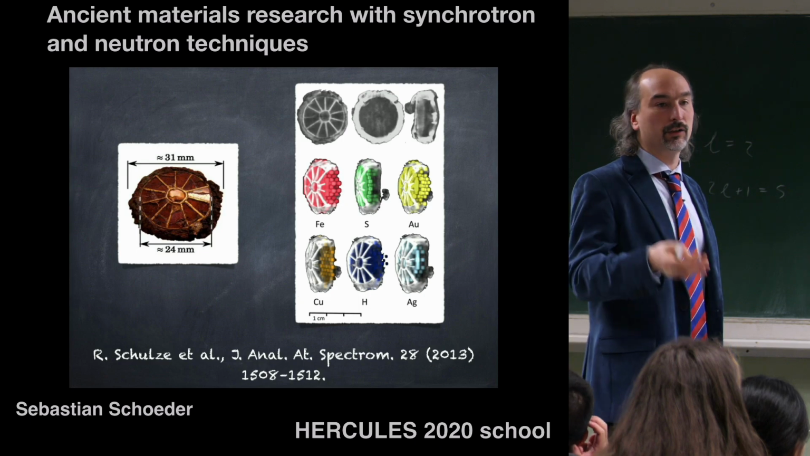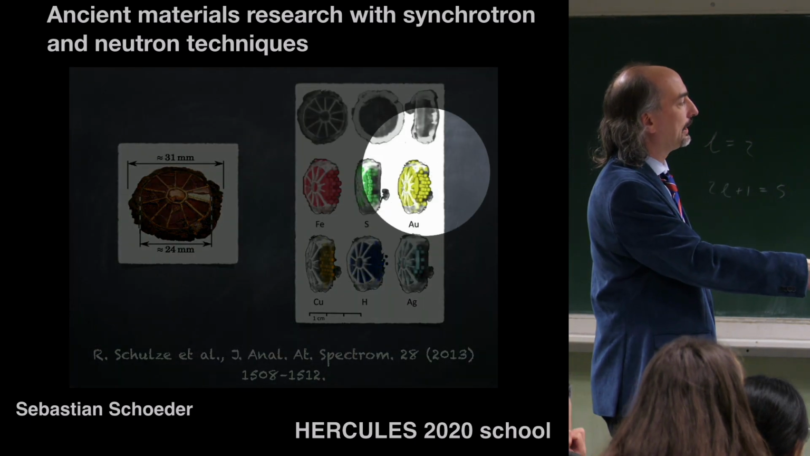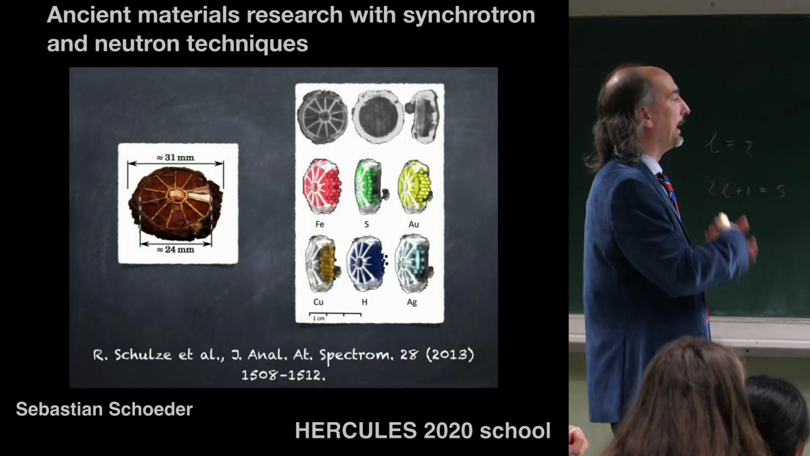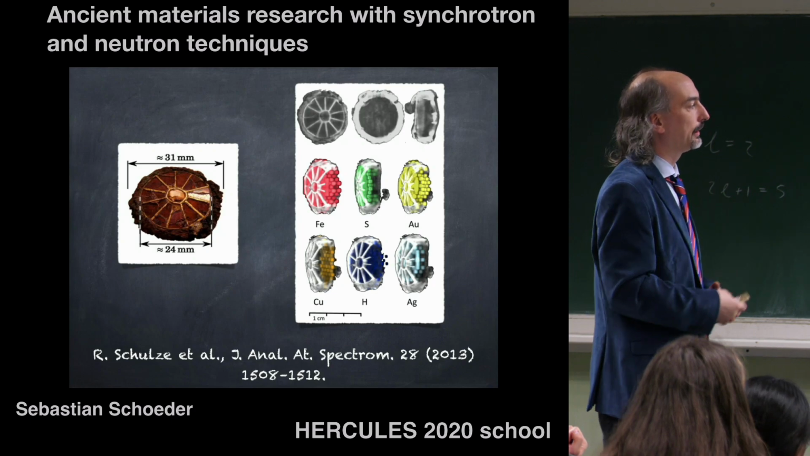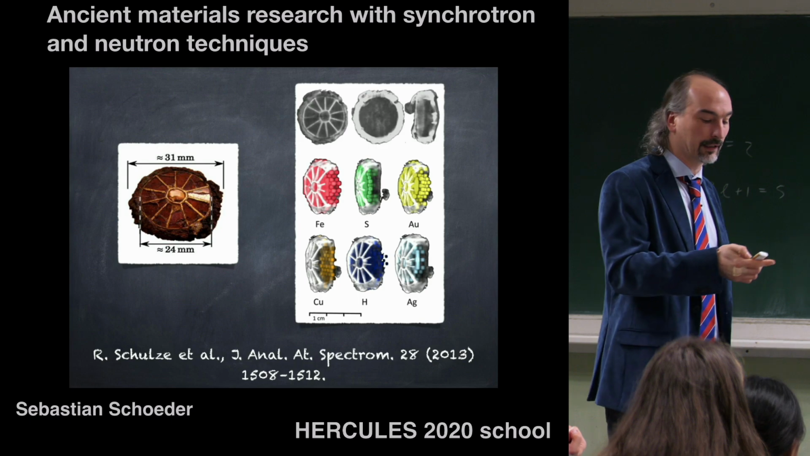And you see the big advantage of doing this with neutrons is that you can get at the same time high Z elements like gold and silver as well as low Z elements like sulfur and hydrogen. And you can penetrate the whole sample, and you can get information from the whole sample, even though it's made of really absorbing material like gold and silver.